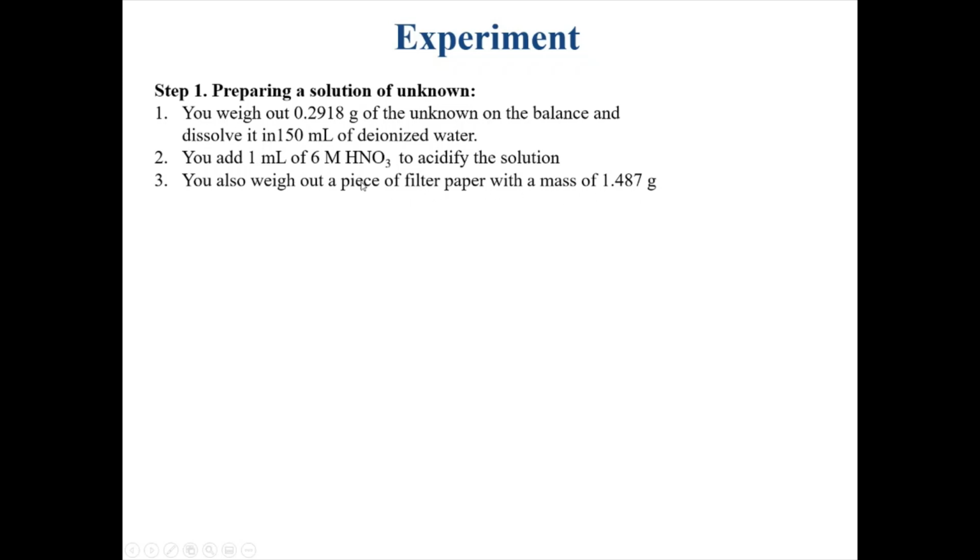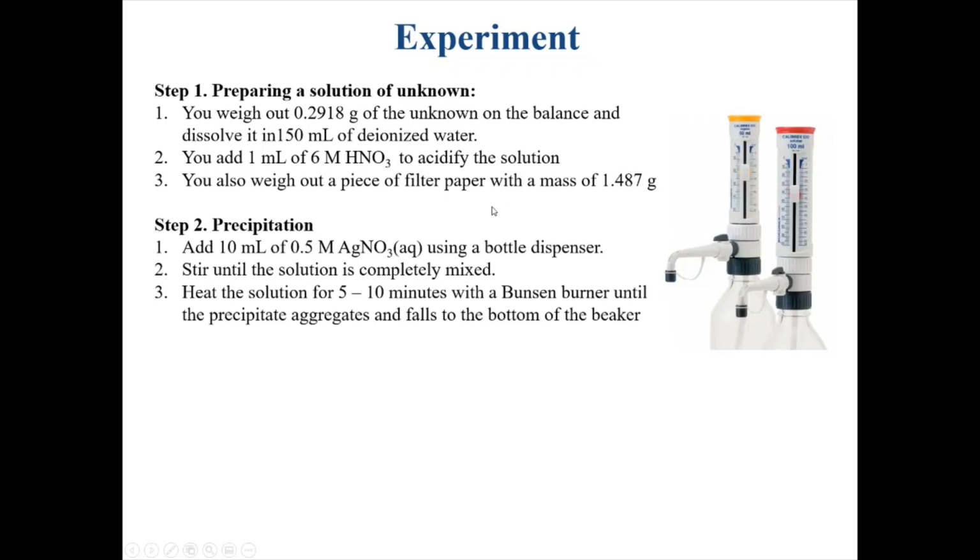Now, the reason why we're weighing out the filter paper is so that at the end of the experiment, when we have the filter paper and the silver chloride after the filtration, we can subtract away the mass of the filter paper to get the mass of the silver chloride.